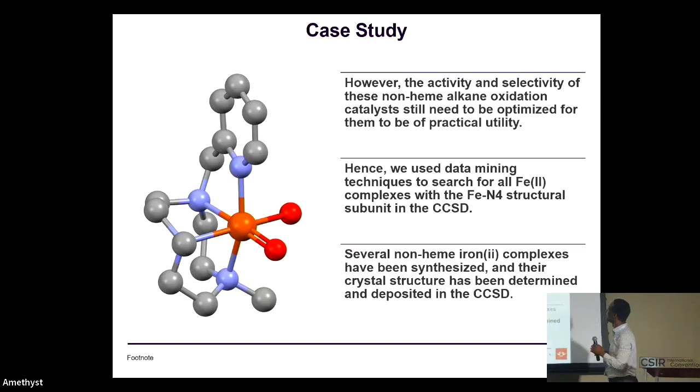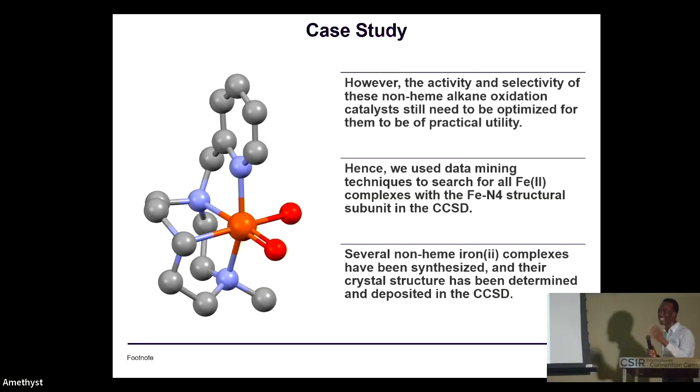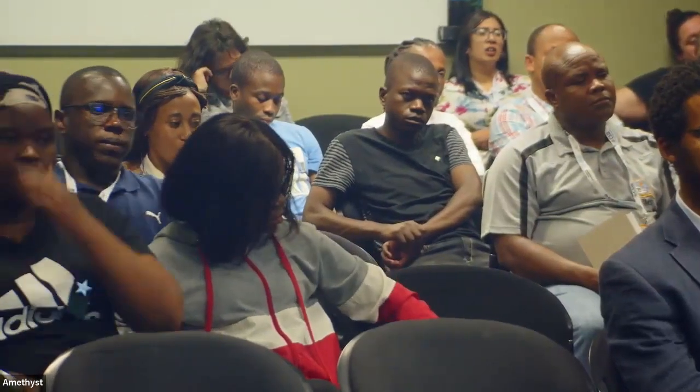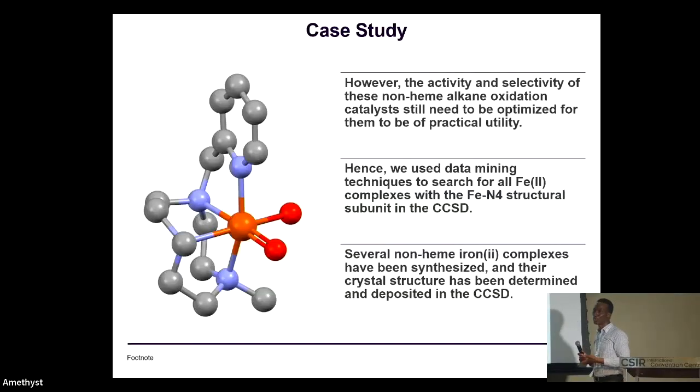Now, the challenge with these non-heme iron(II) complexes that have been developed so far is that their selectivity and their activity still need to be optimized if they are going to be of practical utility in industry, or even in the laboratory, to do these reactions to any appreciable extent. So we thought of using a combination of these three techniques that I've mentioned to try and develop improved versions of this catalyst, or to see if we can find totally different molecules with similar structures within the chemical space that can still carry out the same reaction.